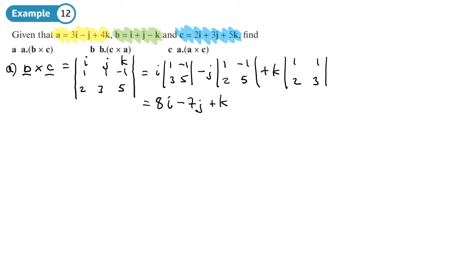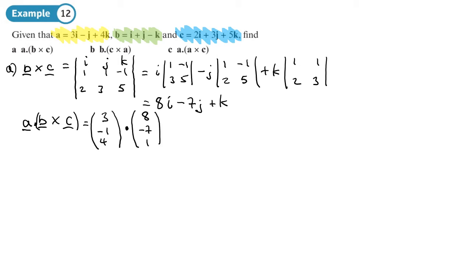Okay, so now I do the dot product with A and B cross C. So that's going to be 3 minus 1, 4, with 8 minus 7, 1. So if I do that, I will get 24, 1 times minus 1, so plus 7, plus 4, so that's 28 plus 7, which is 35. Okay, so I get 35. If I'd used the full determinant method, I would also get 35.